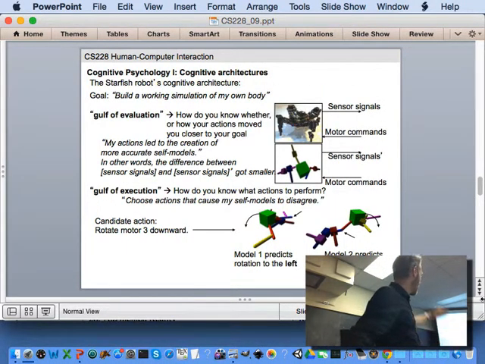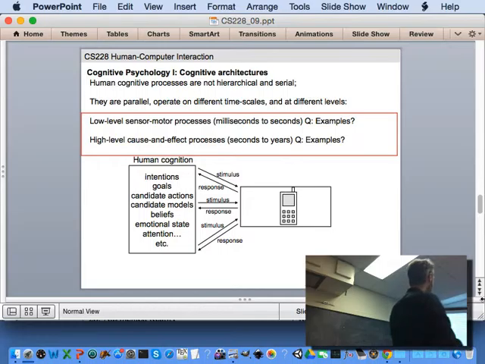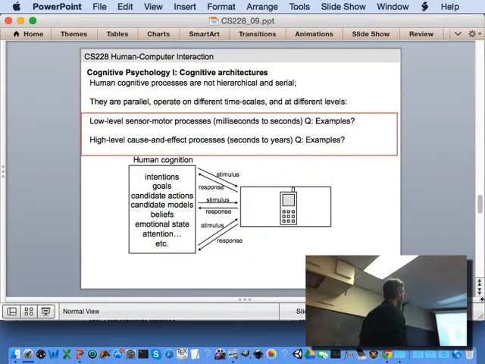Okay, so we ended last time with me talking you through how the robot crosses these two gulfs. That's just there as an example. I won't repeat that one. Okay, so again, now we're starting to get into talking about these human cognitive processes. And at the top of the slide here, I say human cognitive processes are not hierarchical and serial. How do I know? Right? Again, we now have to be careful. They don't seem to be hierarchical and serial. Our cognitive processes seem to be more parallel. They operate on different time scales and at different levels.